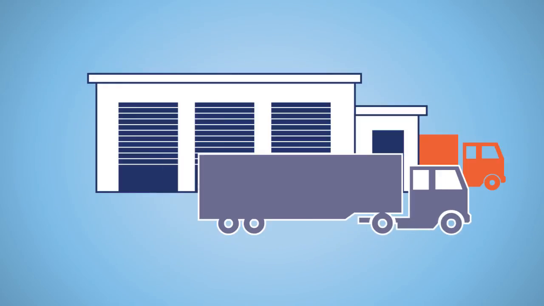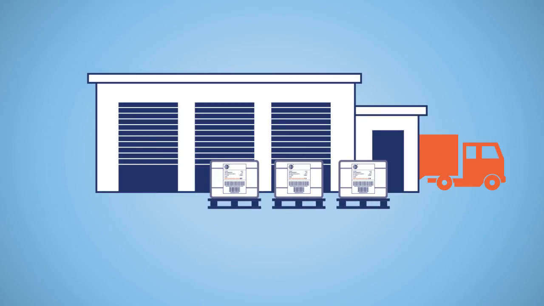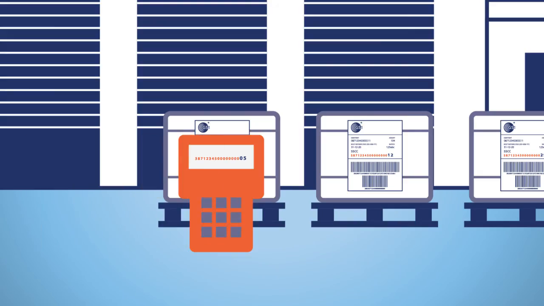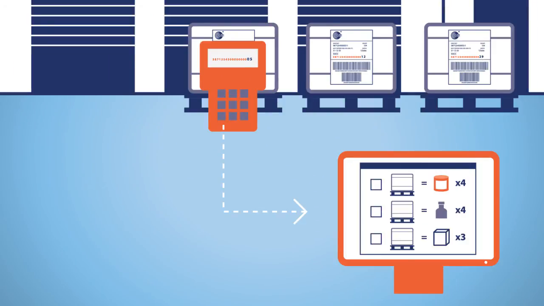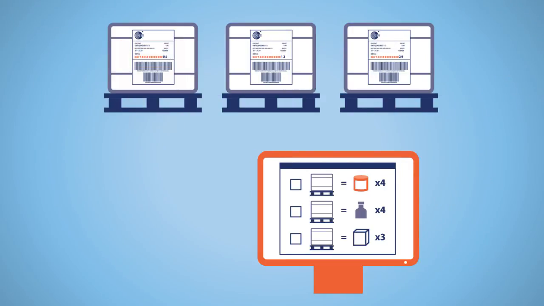When the shipment arrives at the distribution center, the retailer just needs to scan the GS1 labels on the pallets. It automatically links it to the information in the Dispatch Advice, or ASN. Each pallet is checked and the received goods are immediately registered. It is known right away what has been delivered.